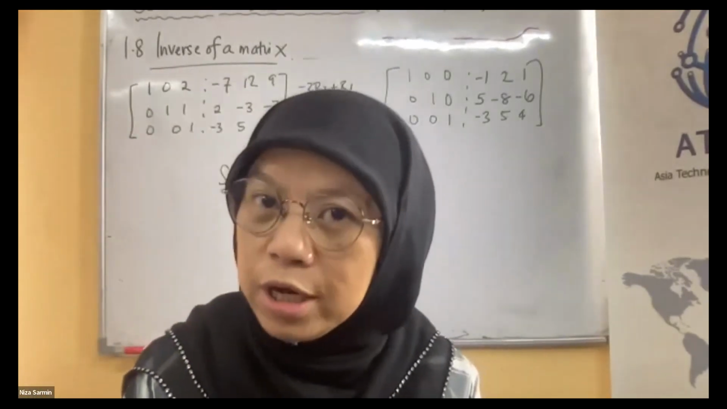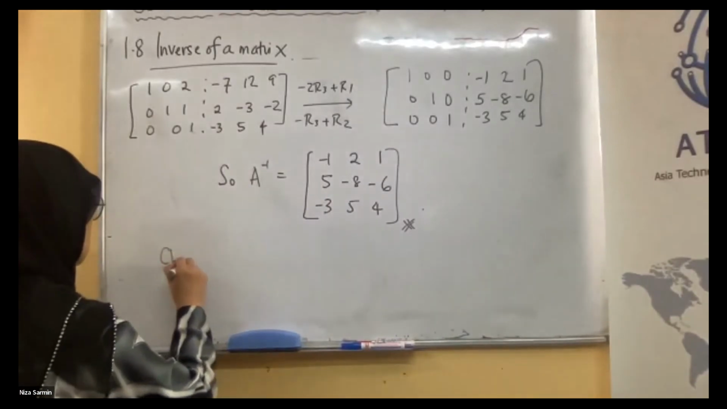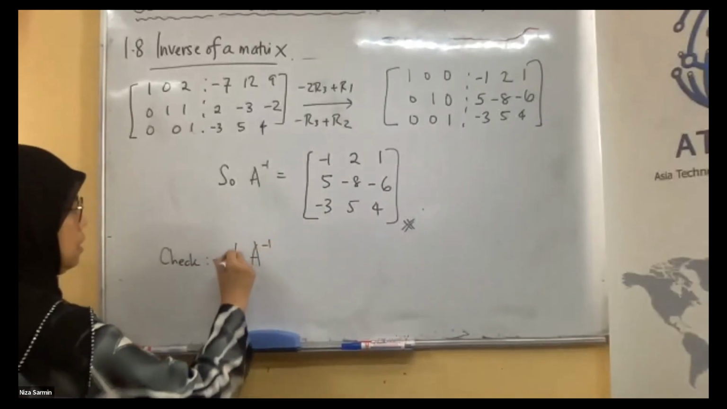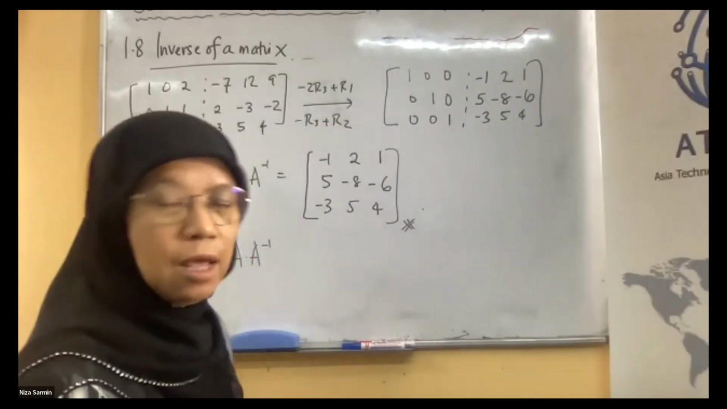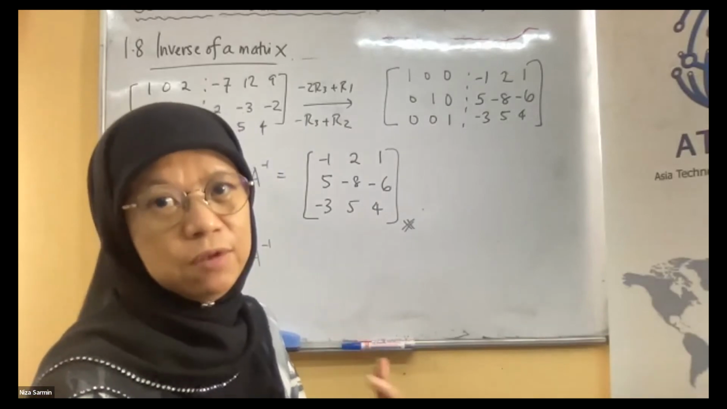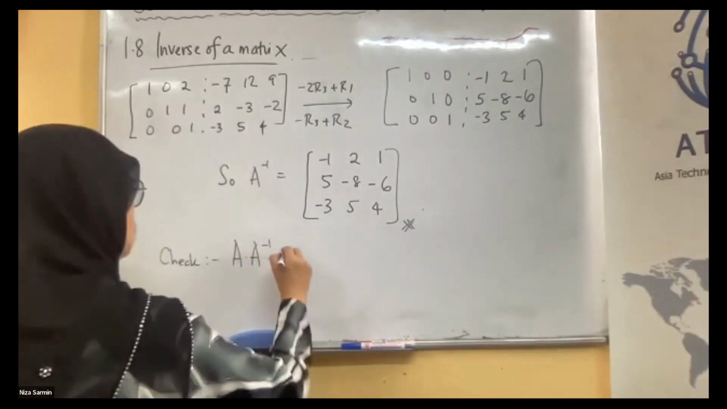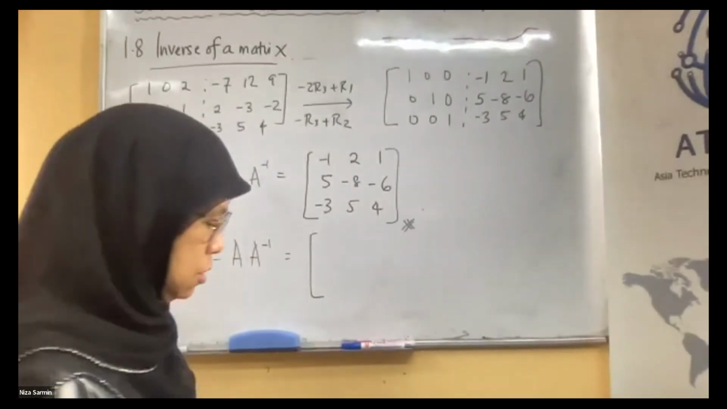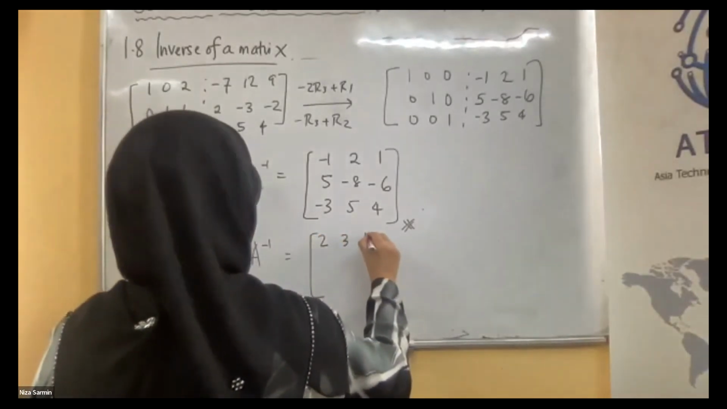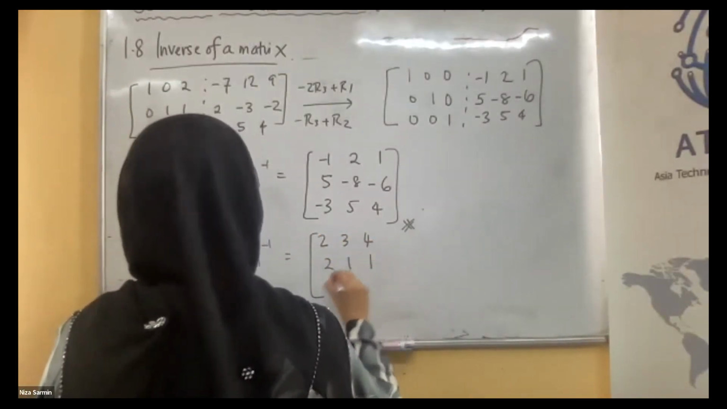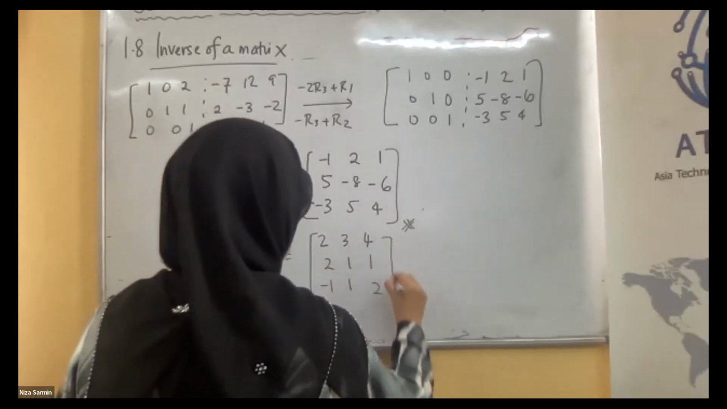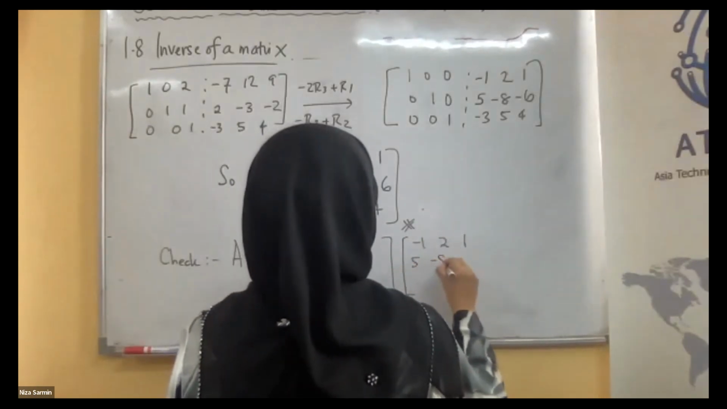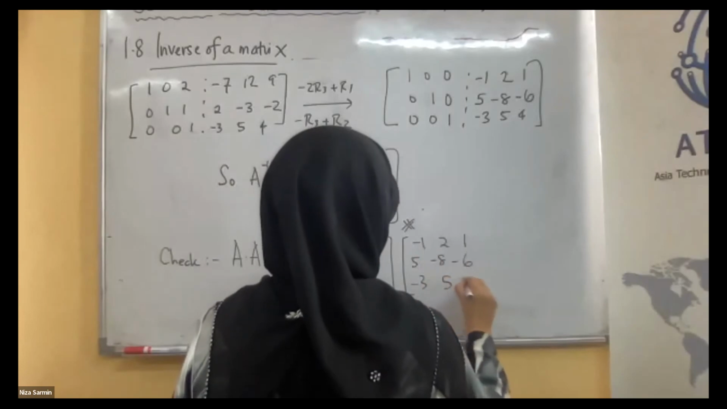Now, if you are asked to check, then you need to check. And by multiplying A by A inverse. Left or right is the same because if it's the inverse, is unique, right? So, alamak. Mana matrix original dia? 2, 3, 4, 2, 1, 1, -1, 1, 2, multiplied by -1, 2, 1, 5, -8, -6, -3, 5, 4.